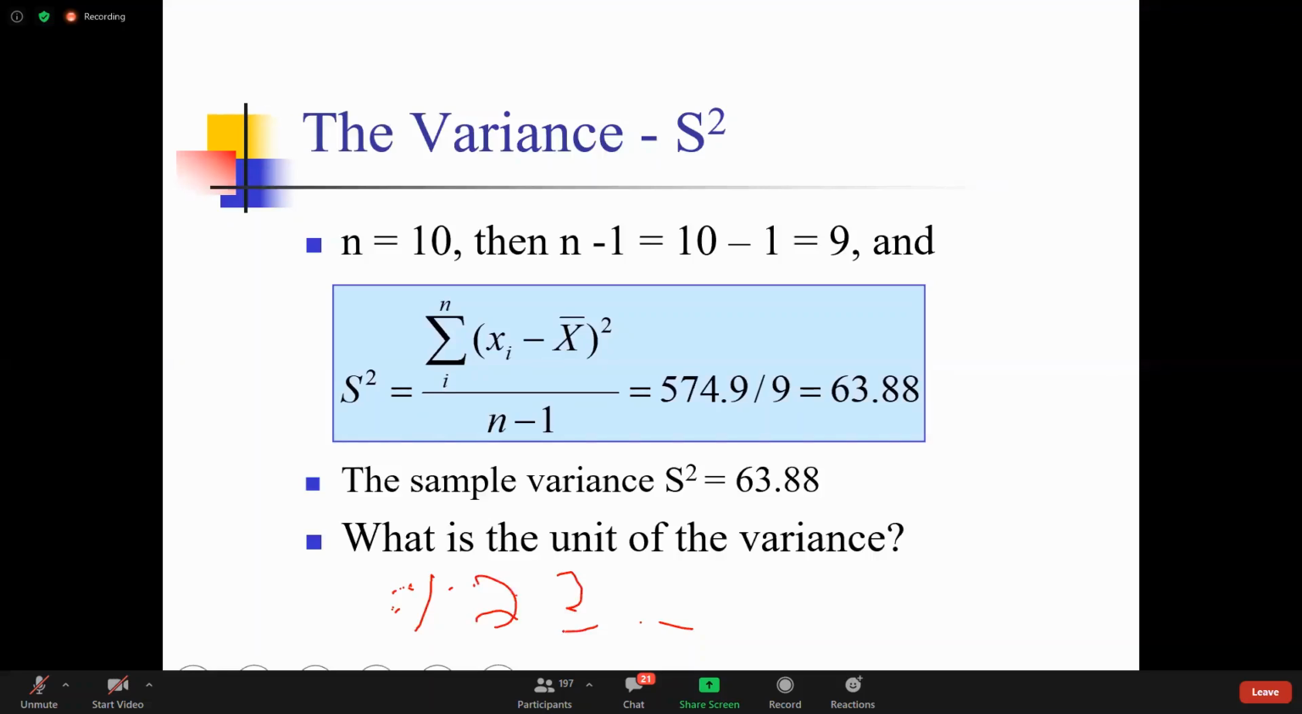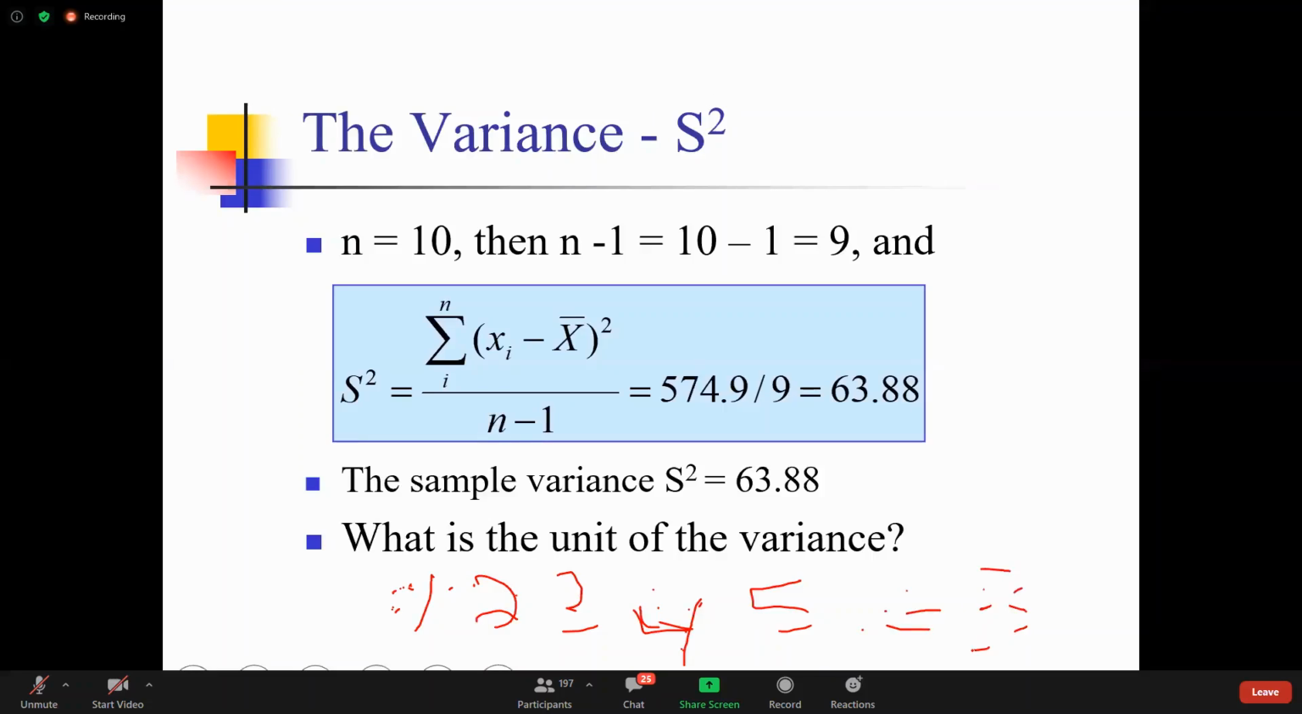Shouldn't we add them all and then divide by the sample size? Yes, add them and divide. 1 plus 2 equals 3, plus 3 equals 6, plus 4 equals 10, plus 5 is 15, correct? Divided by 5 is 3. Remember, we calculate the mean, so this is 3.